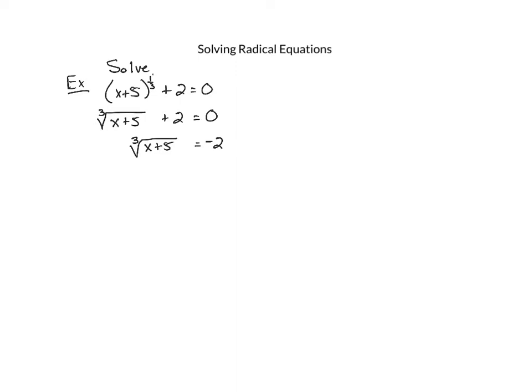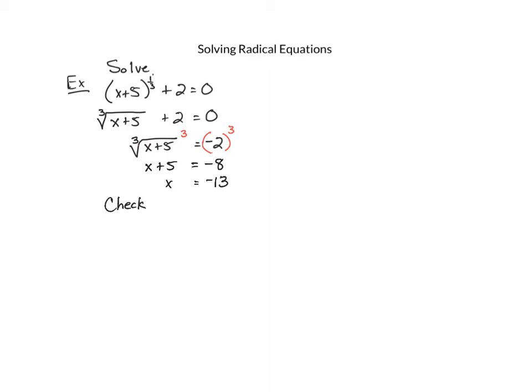Since we have an index of 3, remember the index is this number right here, we're going to cube both sides. So let's write a cube on the left and a cube on the right. Notice I popped parentheses around it to remind you that it's the entire -2 that's being cubed. So when we cube that cube root on the left, we'll just get x plus 5. When we cube -2, we will have -8. Subtract 5 from both sides, and we have x equals negative 13.